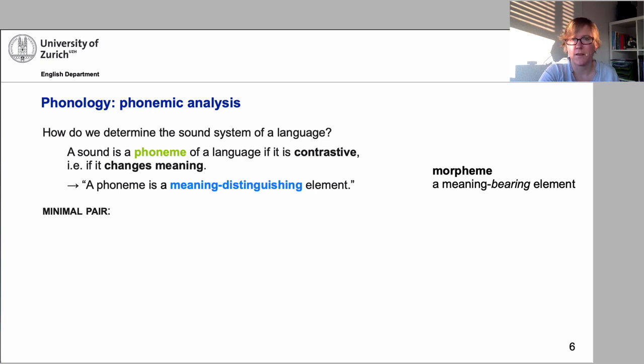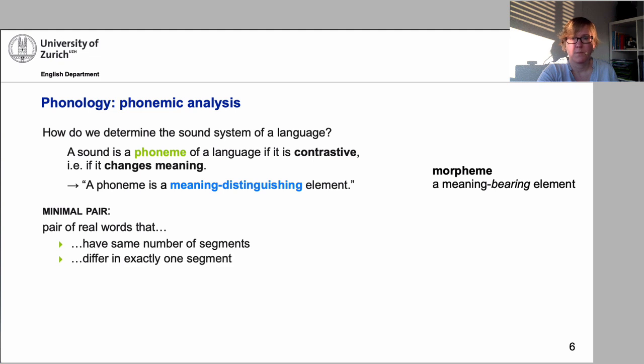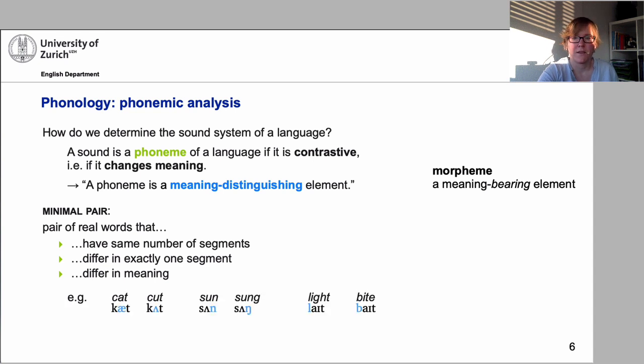So minimal pairs are pairs of real words that have the same number of segments. They differ in exactly one of these segments, and they also differ in meaning. So, for instance, cat, cut, sun, sung, light, bite. Now, these are pairs of words that fulfill all these three criteria, and you've already identified six sounds of English that way.